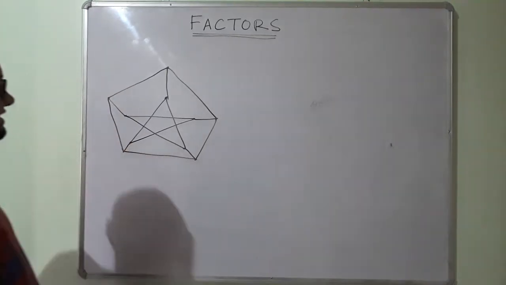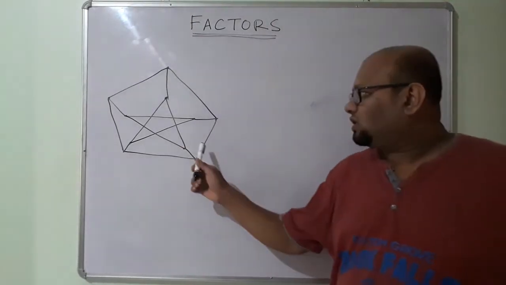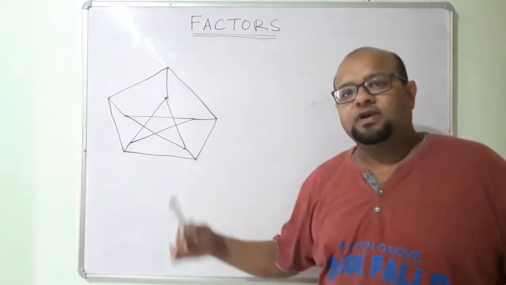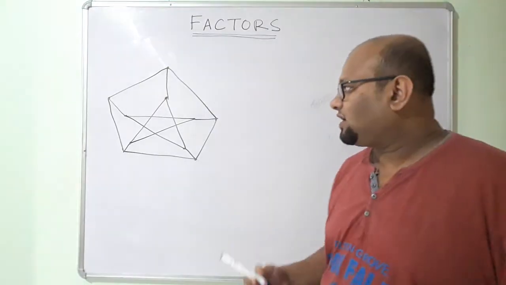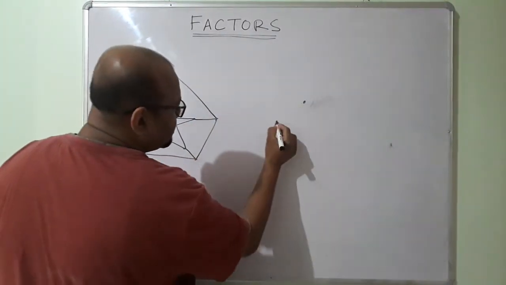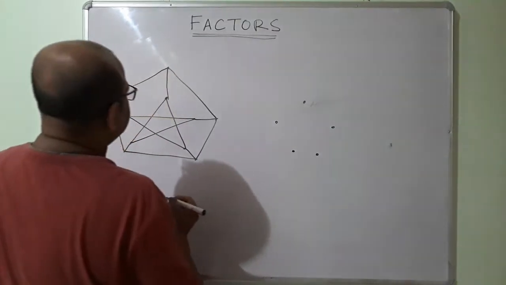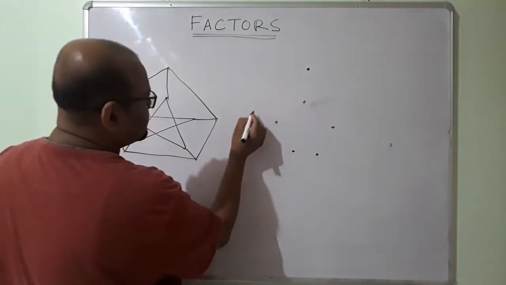Let us now look at a few examples. This graph is called the Petersen graph. Does this graph have a one factor? Let us find out. I have these 5 vertices inside, so this 5, and then I have this.